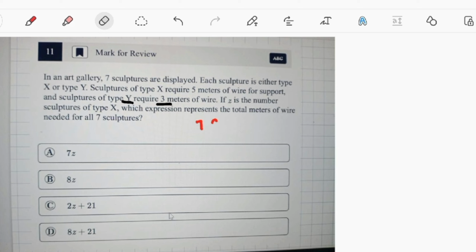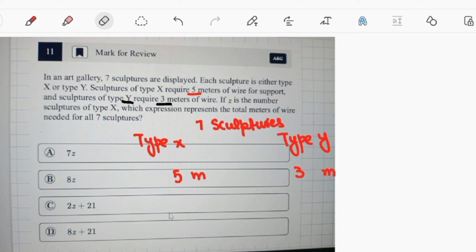So, 7 sculptures, either type X or type Y. The length required for each type X is 5 meters. The length required for each type Y is 3 meters.